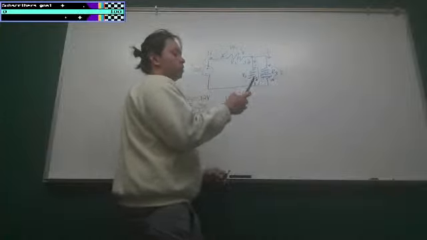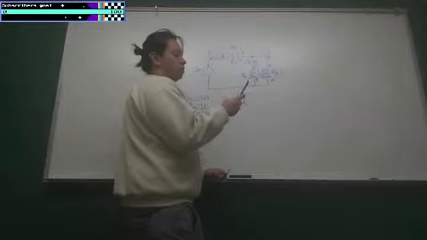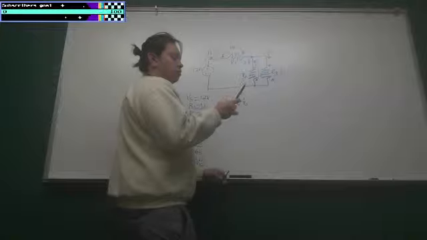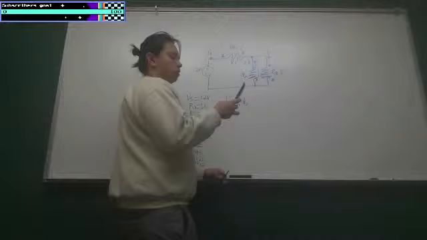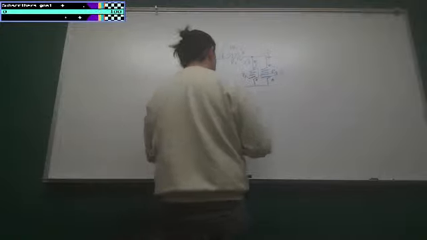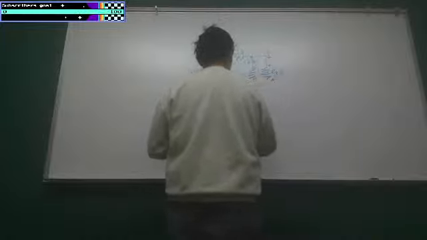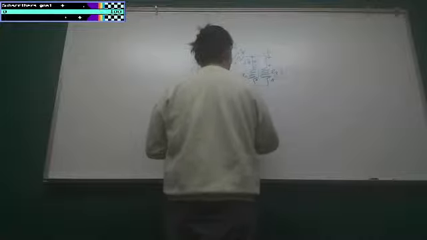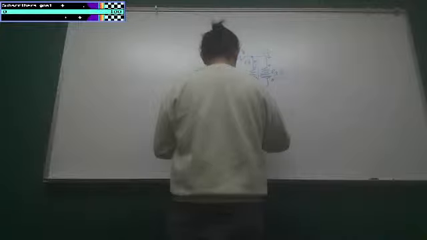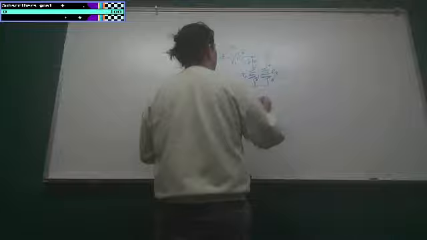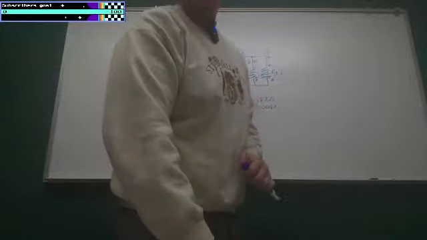So to do this, it would be 1 over 1,000 plus 1 over 2,000 plus 1 over 3,000, which is 0.00183. So that's going to be 18.3 or 183 ohms.